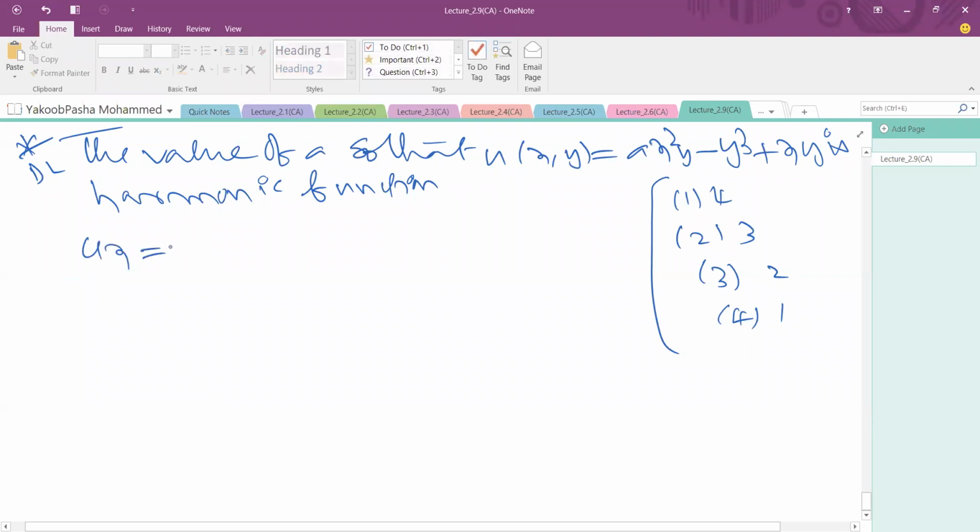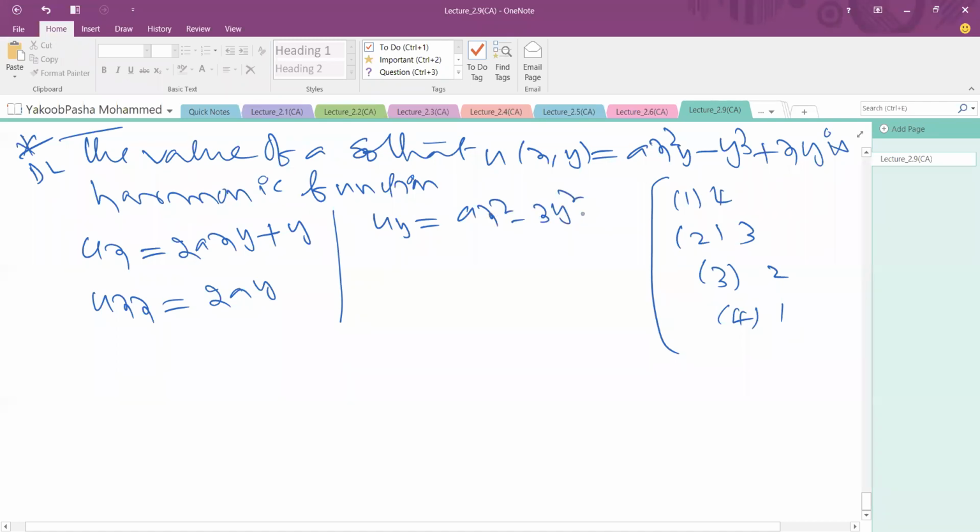ux is equal to 2axy minus plus y, and uxx is equal to 2ay. Okay, and uy is equal to ax square minus 3y square plus x, and uyy is equal to minus 6y.